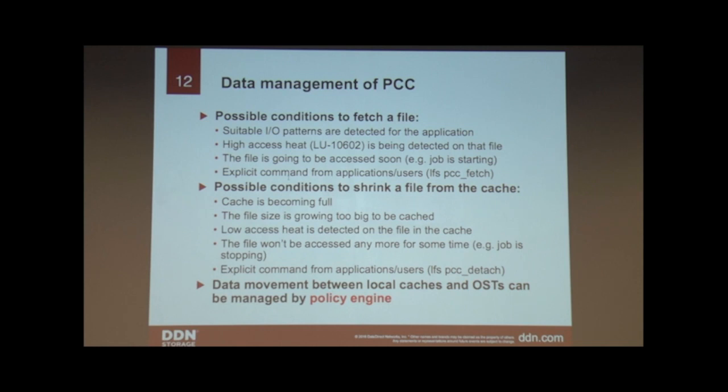And by contrast, there are some conditions where you might want to shrink a file from the cache. For example, if the cache is becoming full, you will need to move that file from the PCC to the storage. And if the access frequency is low or the file heat is low, then you will need to move the data from the PCC to the Lustre OSD. So actually, we might need to implement a policy engine to do that work, because it is a lot of work to manage the PCC on a lot of clients.